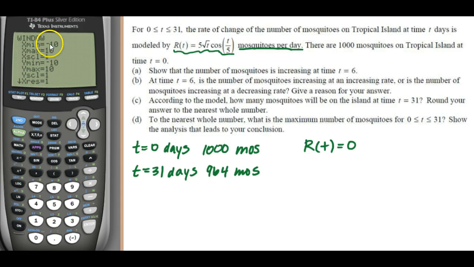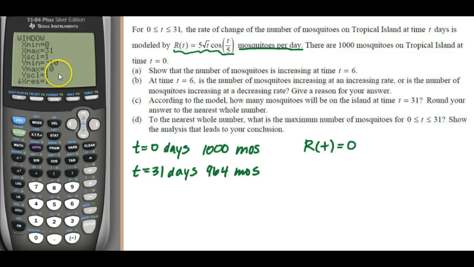So x min, so x in this case represented our t. And we only care about what's going on between t's between 0 and 31. So our x min will change to 0, and our x max will change to 31.